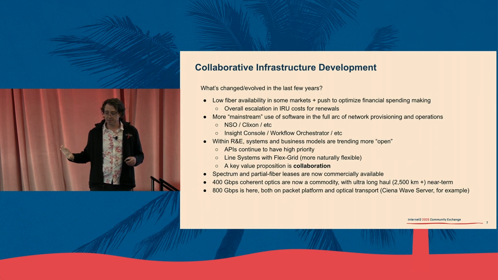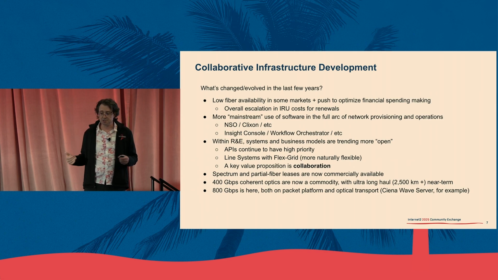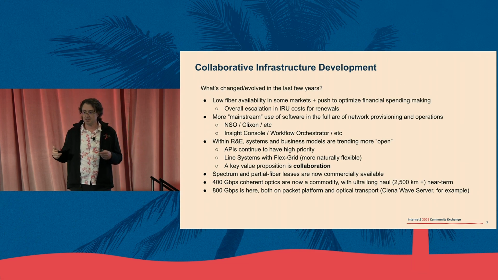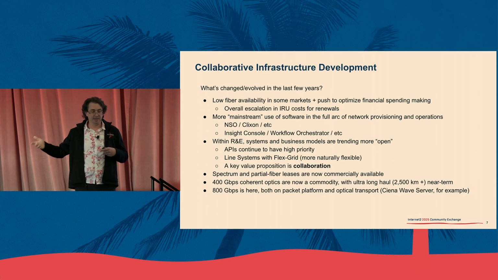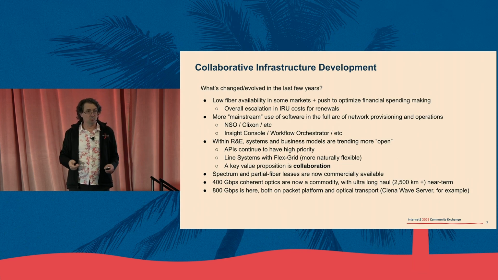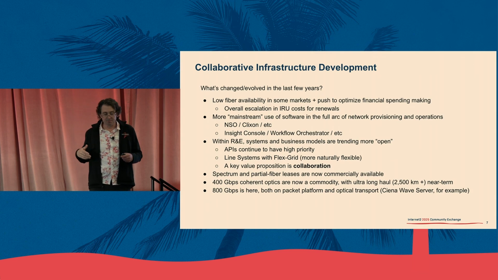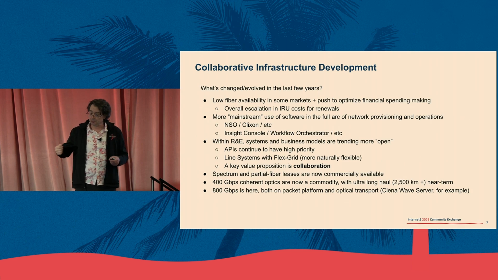And I mentioned the open aspect. The other thing that's really changed is that we've started to see spectrum and partial fiber leases that are now becoming commercially available. So instead of maybe solving a connectivity problem with an IRU in my own line system, we would look instead at spectrum or a collaborative spectrum solution instead. And so we can control some costs through that approach as well. Even better if you can do it through collaboration.